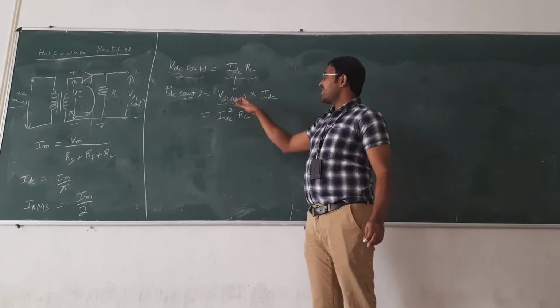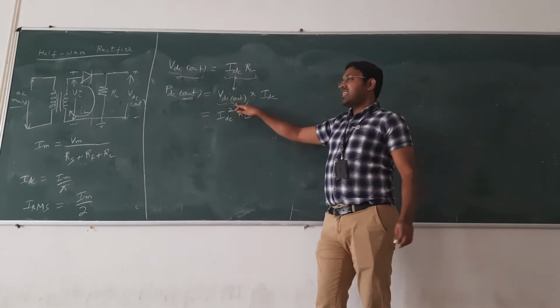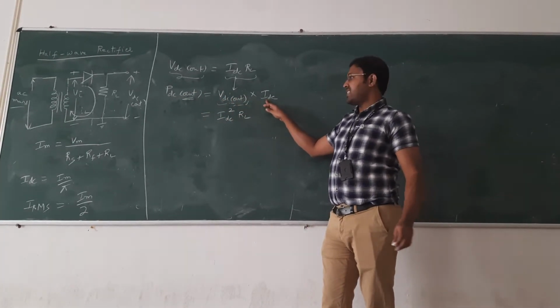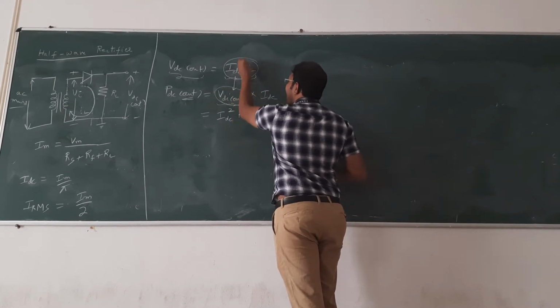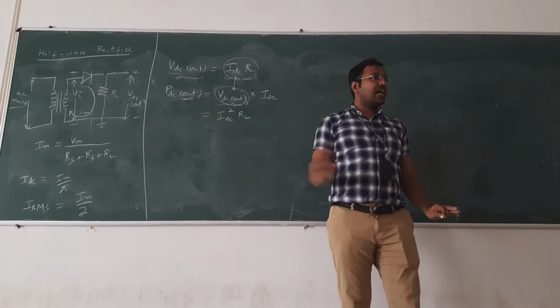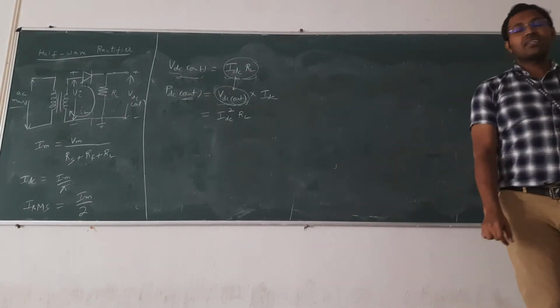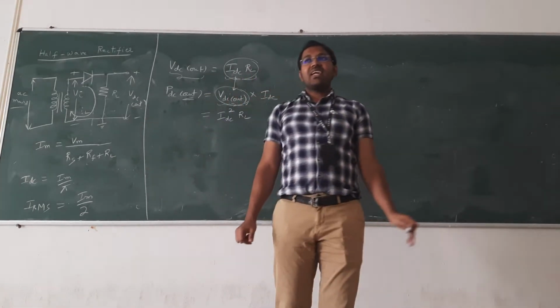So DC output power will be DC output voltage multiplied by IDC. So what is this? Already we have IDC times RL, and one more IDC, so IDC square RL. Clear? Next. What else do we have to find out to get efficiency?